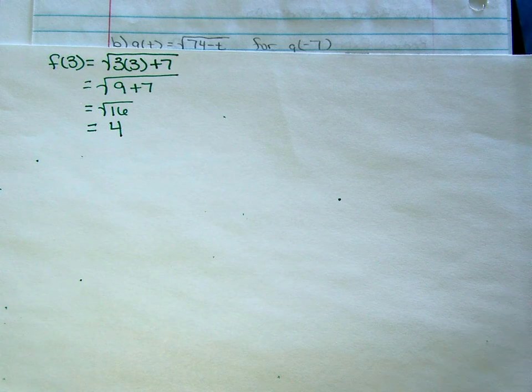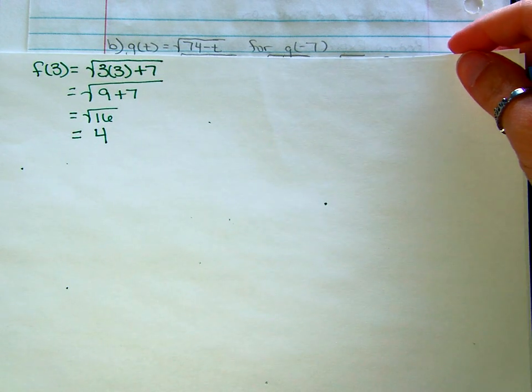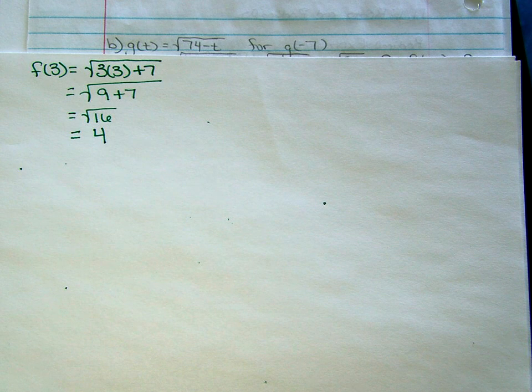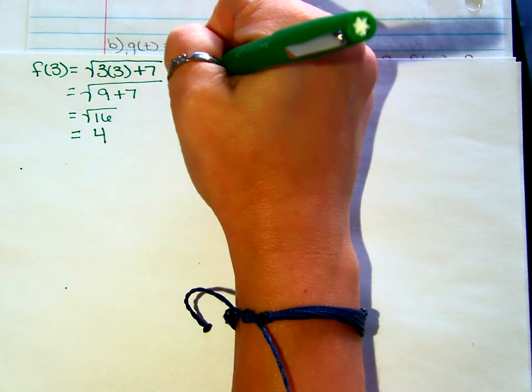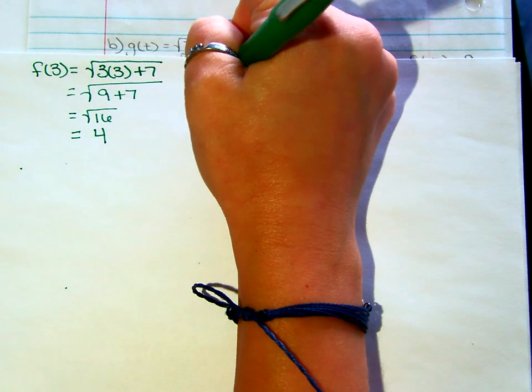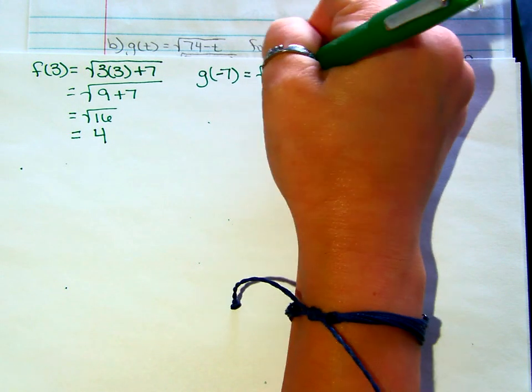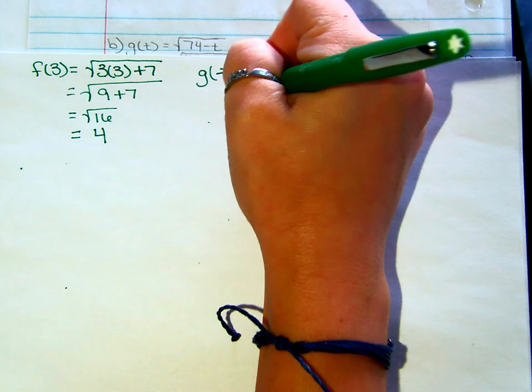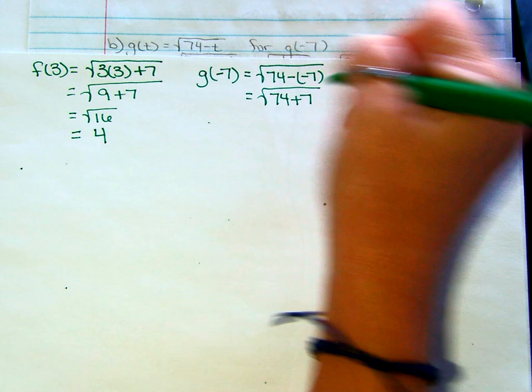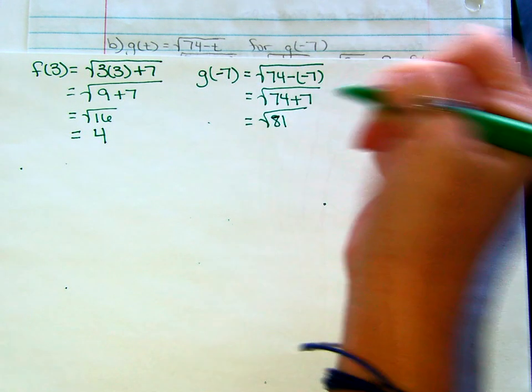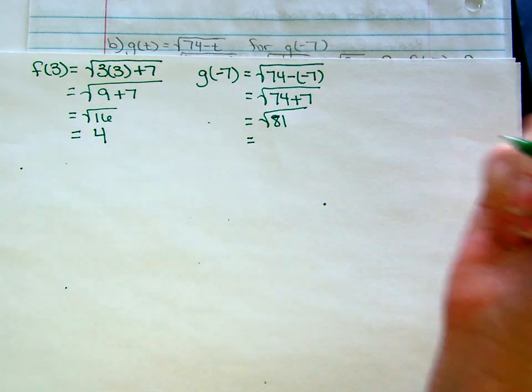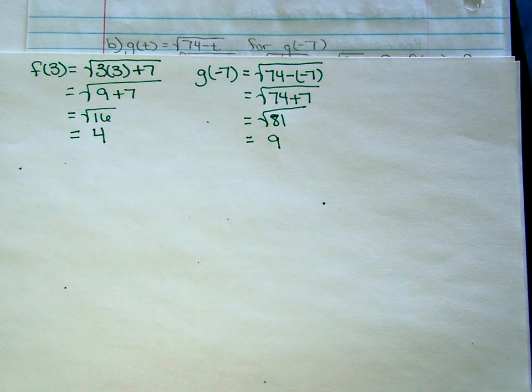Here's another one. G of t equals radical 74 minus t. And we're going to find g of negative 7. What's the square root of 81? 9. 9 times 9 is 81. Any questions or clarifications on those first two? Or how we're doing any of these? Plug in the value they give you, compute out whatever it is.